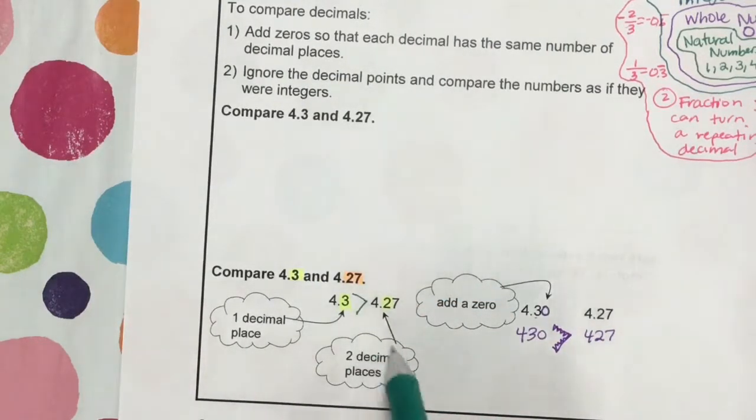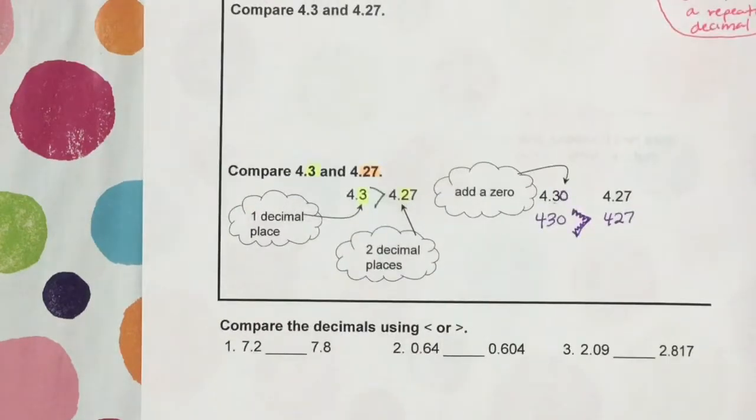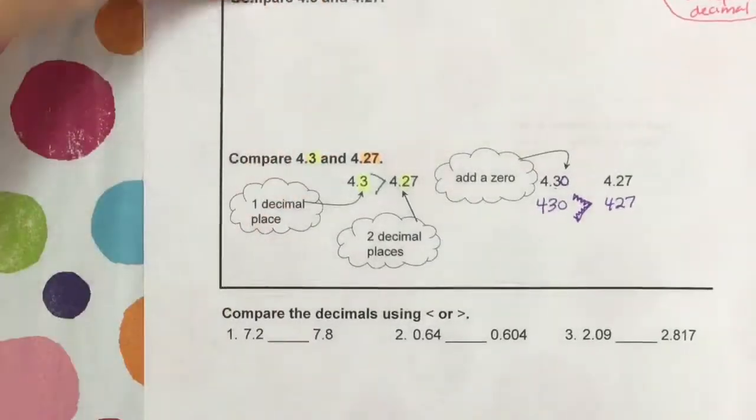So I do it a slightly different way, but this is one of the ways the textbook is saying that you could do it. So let's look at this next one. We're going to compare the decimals using less than and greater than signs.